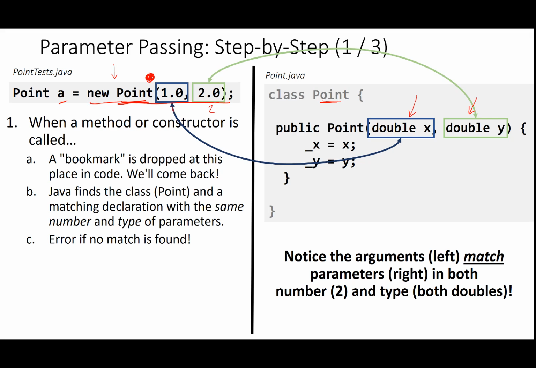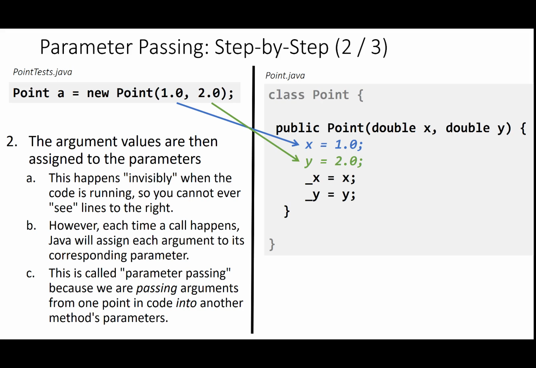So what happens next? We now know that we have a matching constructor. We found it. We know that we can call this. So what we're going to do is we're going to jump into the point class. And this is where something kind of magical happens. All right. So you'll never see this step here, the step that I'm drawing a box around. This is a step that you can't see when you're writing the code. But what happens when Java reaches this point, right before it jumps into the constructor, is it says, this first argument here, we are going to assign that to the x parameter. The second argument here, we are going to assign that to the y parameter, to the second parameter.